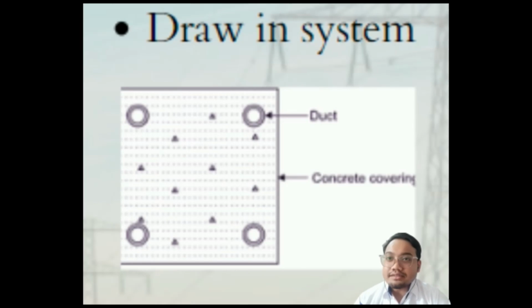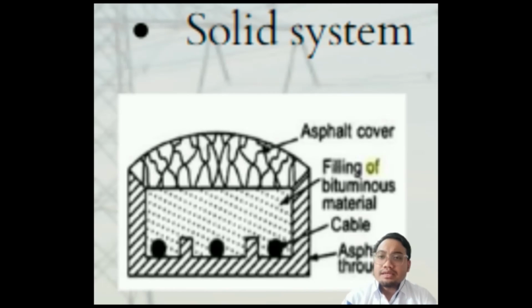For the draw-in system, in this method, cast iron or concrete pipes are laid underground with manholes at suitable positions along the cable route, and then the cables are pulled into the pipes from the manholes. For the solid system, in this method, the cable is laid into a trough, and then the trough is filled with bituminous material and covered over by a cover.